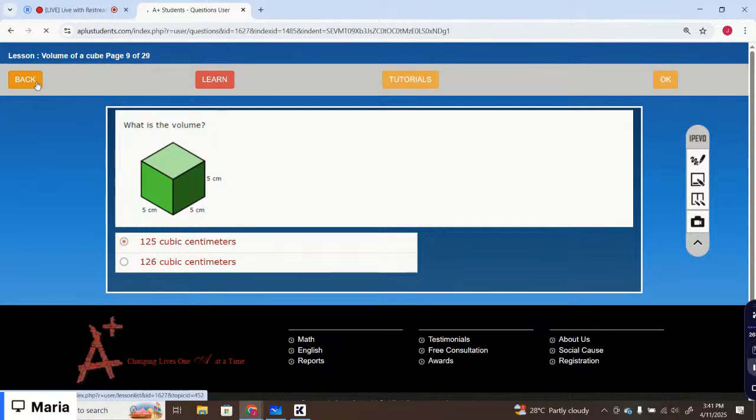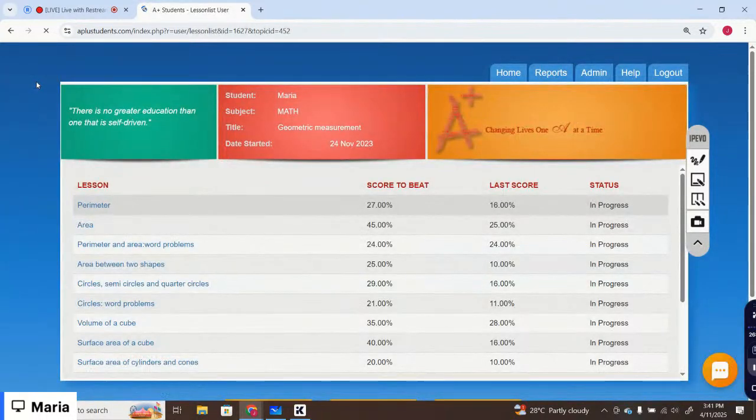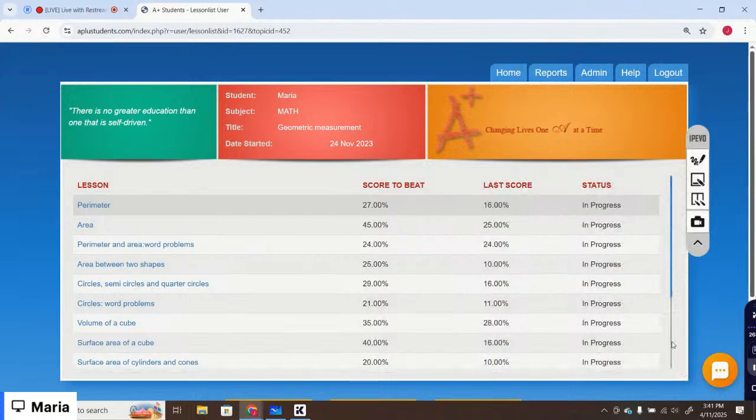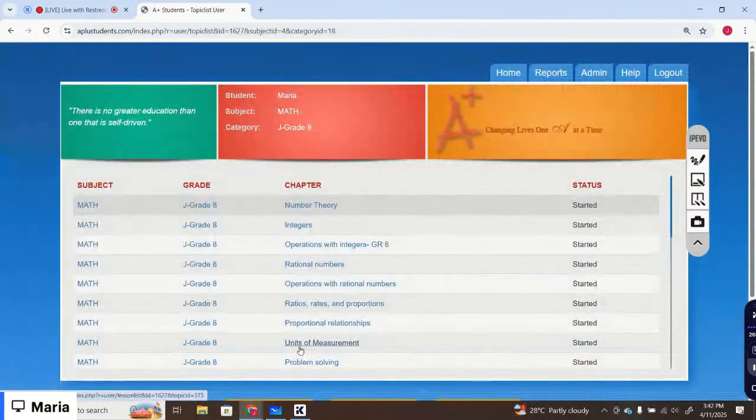So we were working on math. The chapter we are working on is geometric measurement, and the lessons we have covered today are circles, semicircles, and quarter circles, circles word problems, and volume of a cube. So please make sure before the next session you complete all the practice questions for the lessons we just did. That is your homework until the next session.